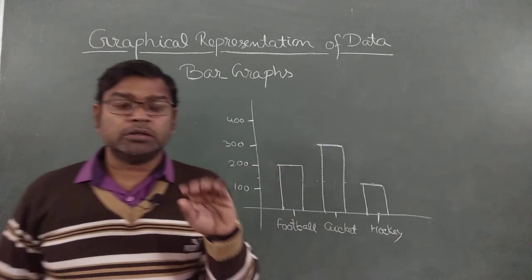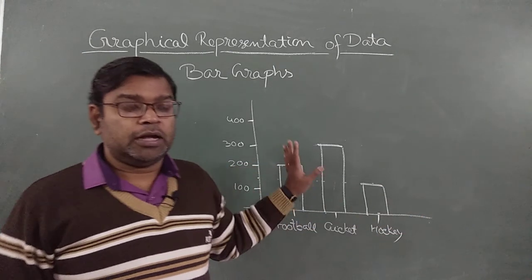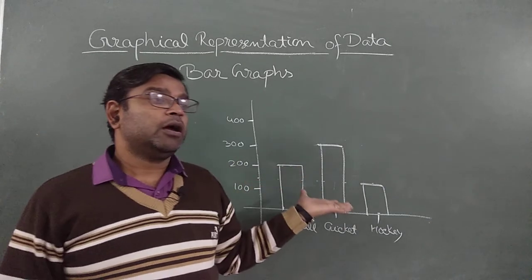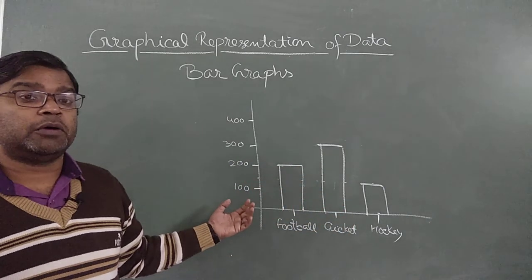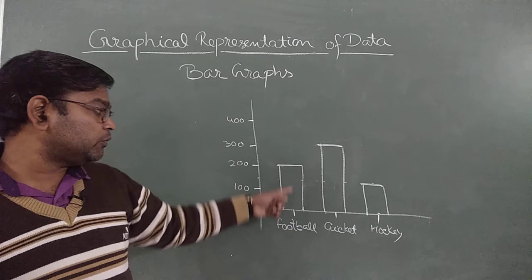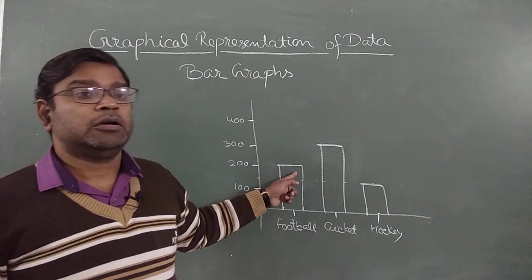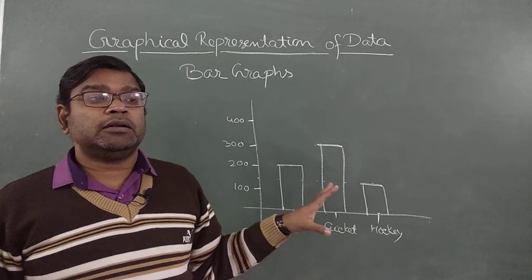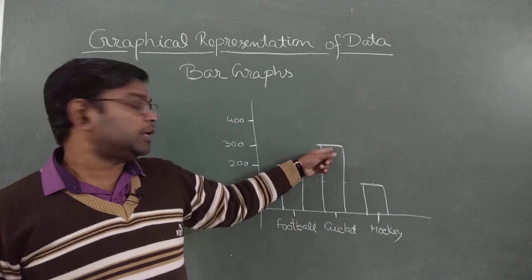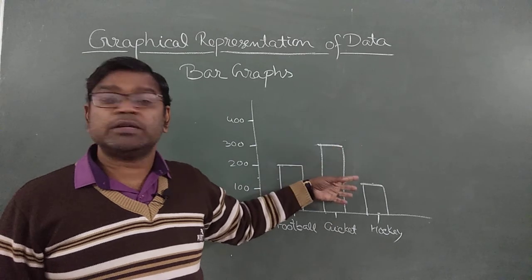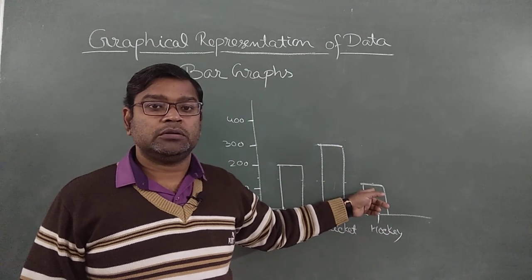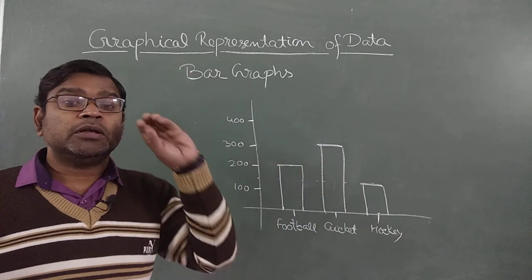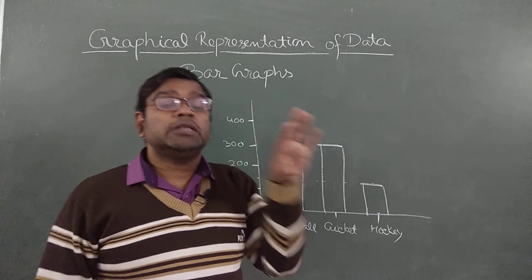Sometimes in a question a bar graph is given and the question asked from the graph is how many students are playing football. By seeing the graph you can see there are 200 students. Which game is most liked by the students? It's cricket. Which is least liked by students? That is hockey. What is the total number of the survey? What is the number of students among which this survey occurred?